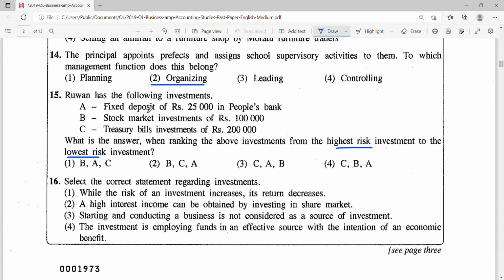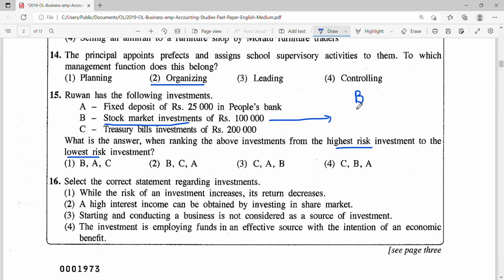So out of these three, the highest risk is with the stock market investment. Why? The price of stocks fluctuate daily. What I mean by daily is the working day from Monday to Friday. Each day the market opens, the prices will vary and it's unpredictable. So highest risk is stock market investment.